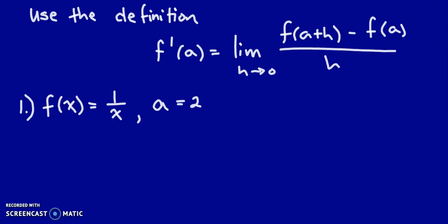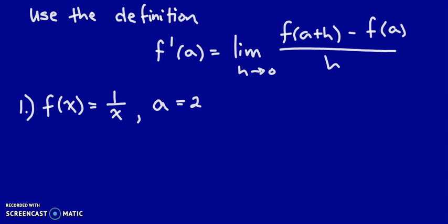In this video, I want to go over problem number 1 in the exercises section of page 107. And they give you a definition: f prime of a is equal to the limit as h approaches infinity of f of a plus h minus f of a over h. And problem number 1 is having you apply that using f of x equals 1 over x and a equals 2.